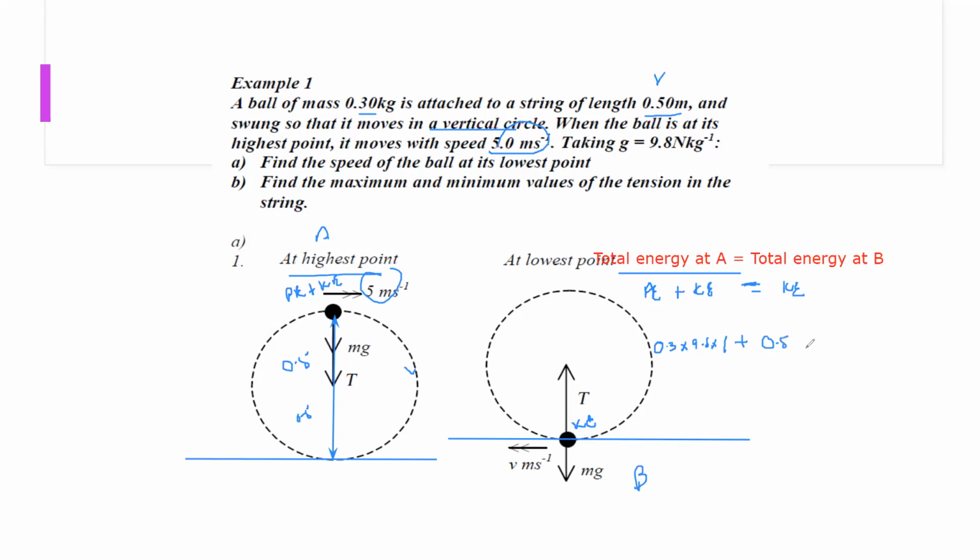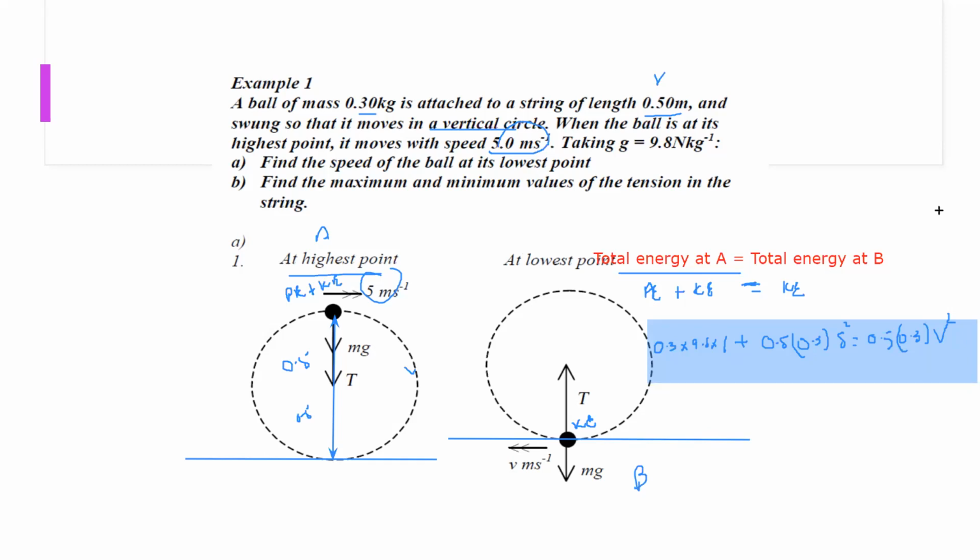So 0.5 times mass, which is 0.3, and v square, the speed at which it is moving. So 5 square is equal to half mv square, that's 0.5 into 0.3 and then v square. So we will solve this equation and we will get the speed at which it is moving at position B. Is it clear?